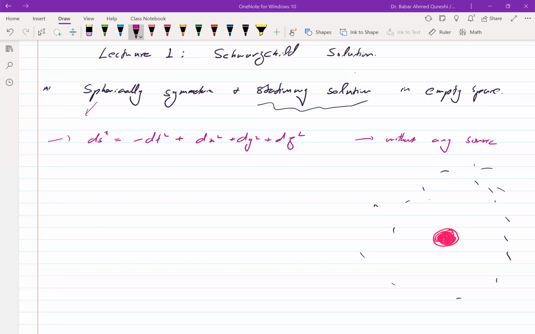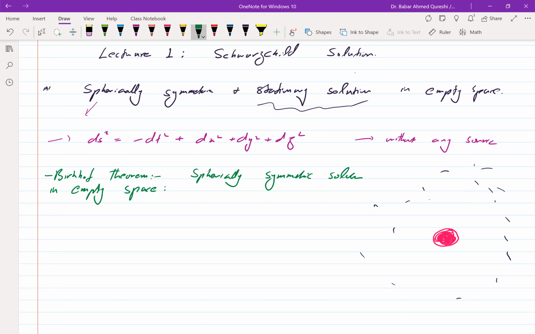Now there's a theorem by Birkhoff which says that if you go looking for a spherically symmetric solution in empty space, you will find only one kind. It will be a Schwarzschild solution. So in other words, this stationarity condition is not an assumption. It just comes out of it as soon as you assume spherical symmetry. But I will not be proving Birkhoff's theorem. That will be a little bit more technical.